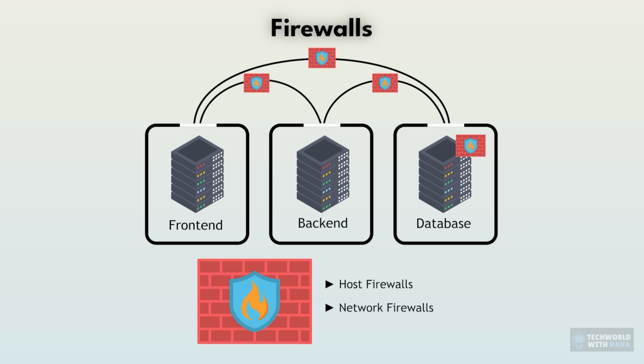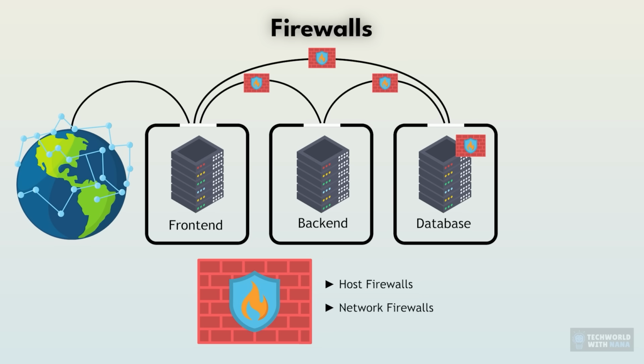So we may place one between the internet and our front-end subnet with a rule saying allow incoming traffic on port 80 and port 443, but block everything else. So if we have another program or application running in the front-end subnet on a different port, it will be blocked right away with this firewall rule.